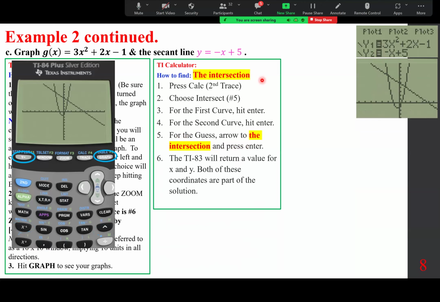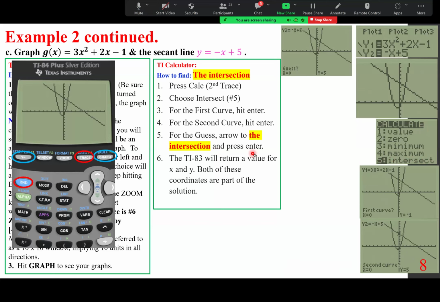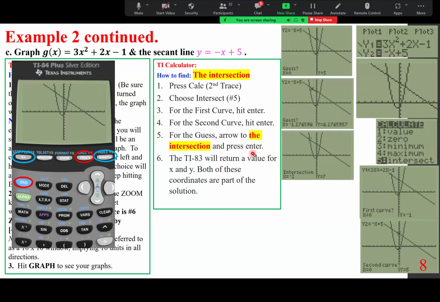Now to find the intersection, here's the process. Pressing the calc, second trace, choose intersect, number 5. So you press these two. Okay, and you choose number 5. Move the guess arrow to the intersection and press enter. So first curve, second curve, guess, and it gives you the answer.